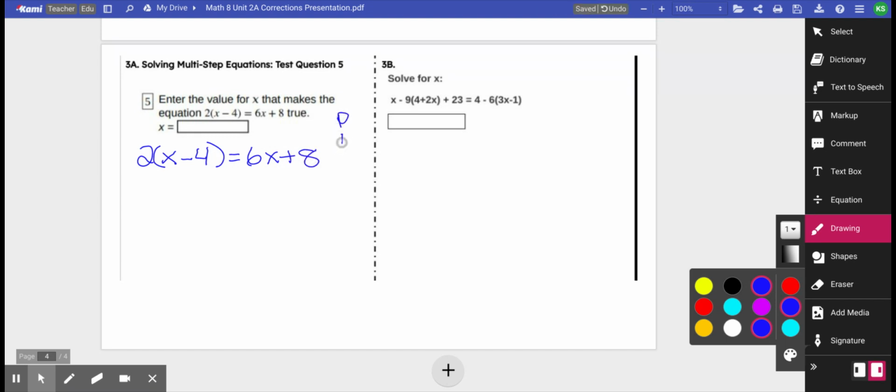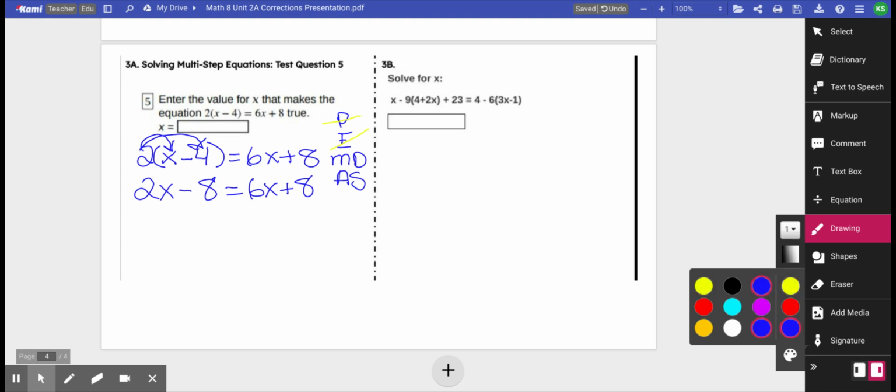So PEMDAS. So we have to do parentheses. So we have to distribute first. In this case, I have to distribute the 2 to the x and to the negative 4. So 2 times x is 2x. 2 times negative 4 is negative 8. On the right side, there's no parentheses, so I don't have to do anything. So I'm just going to rewrite 6x plus 8. So we got through step 1. There aren't any exponents, so we don't need to do that. So now we have to do our inverse operations.